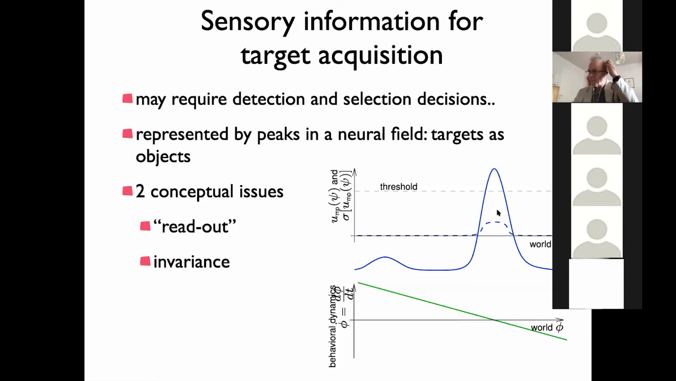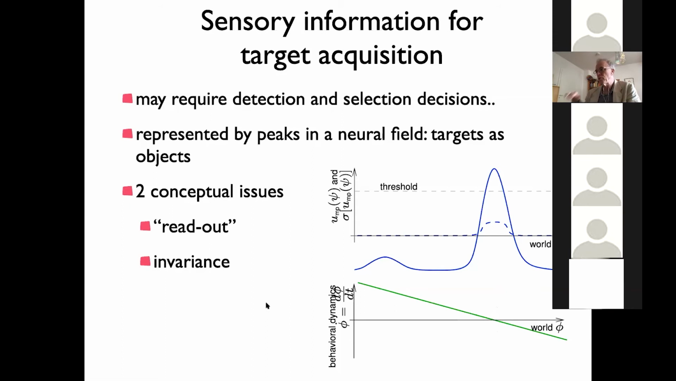So when we have a peak that represents, in this vehicle example, the direction in the world in which the target lies, we now need to create a behavioral dynamics that makes that a target by erecting an attractor. So, having a rate of change of heading as a function of that same variable that has its zero crossing where the peak is with a negative slope. That will be our goal.